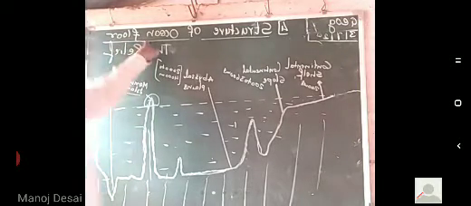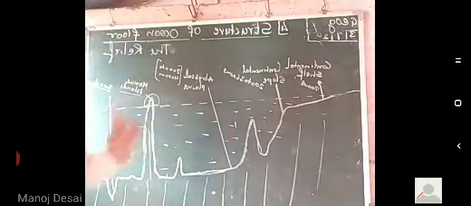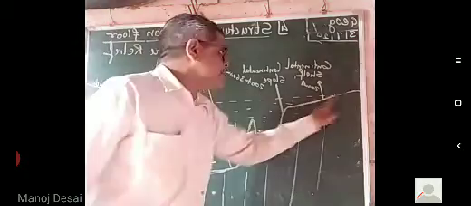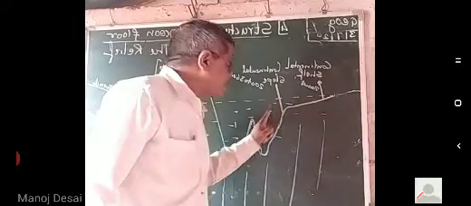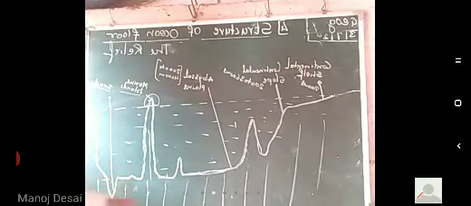What is ocean floor? The land which is submerged under the sea water is called ocean floor. This is the land which is submerged under the sea water. So first of all, what is ocean floor? This is the definition you have to learn by heart. Ocean floor means the land which is submerged under the sea water, ocean water.